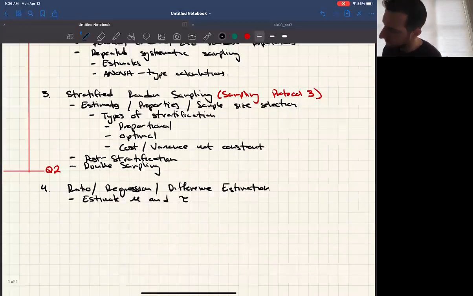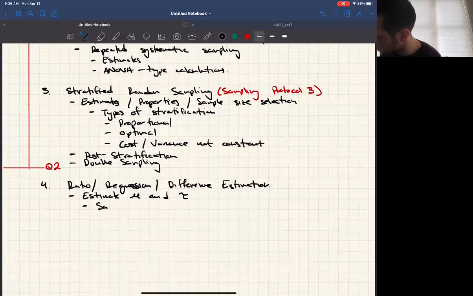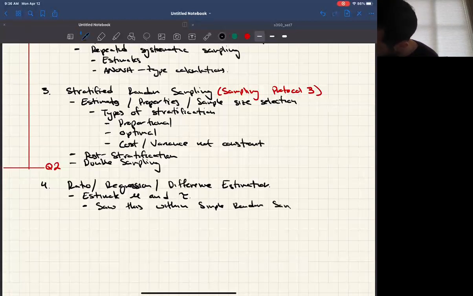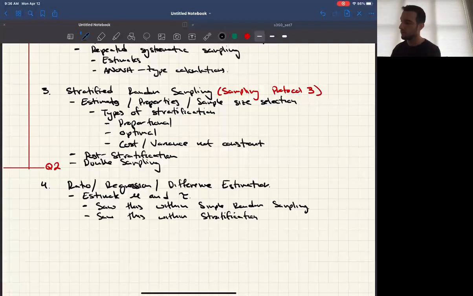Okay. And then we saw this within simple random sampling. Okay, and then we also saw this within stratification. Okay, so we saw these approaches in two different situations.